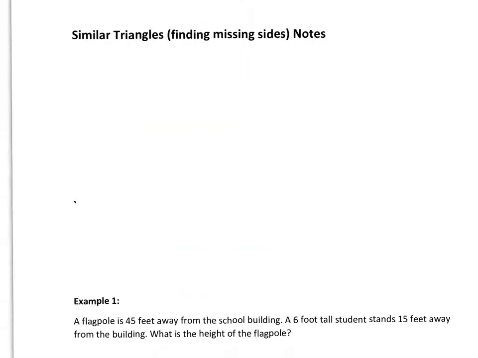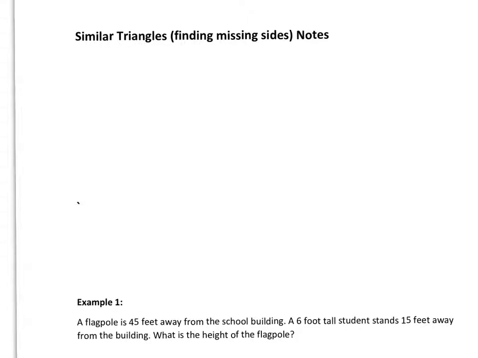These are the notes for similar triangles, where we're trying to find missing sides. So for this, what we end up with is two similar triangles. There's triangle 1, and here's triangle 2. Okay, so they're both similar to each other.